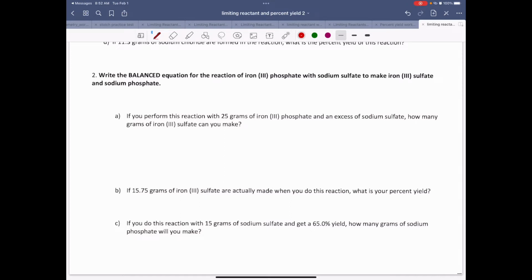Iron 3 is going to be Fe with a 3 plus, right, because that's what the 3 means. Phosphate is PO4 with a 3 minus, and you can get that off of your list of polyatomic ions. Sodium is a plus 1. Sulfate is SO4 with a 2 minus. And now we just have to balance these things out. So iron phosphate, these things together, are pretty easy because the charges are balanced already.